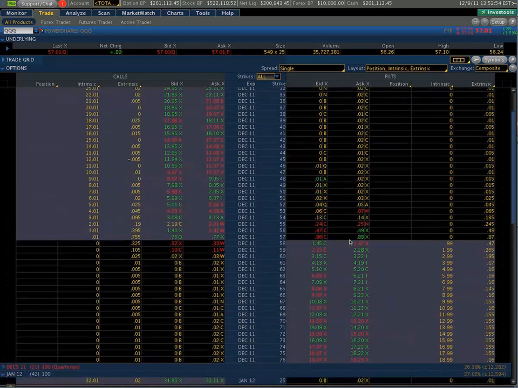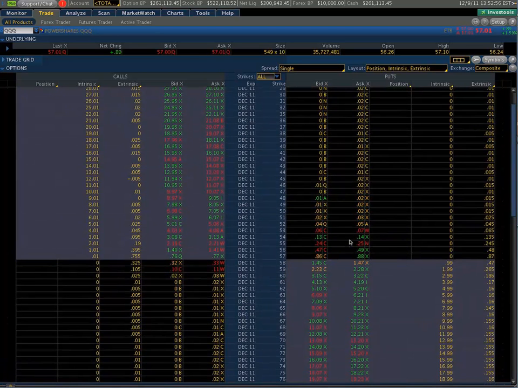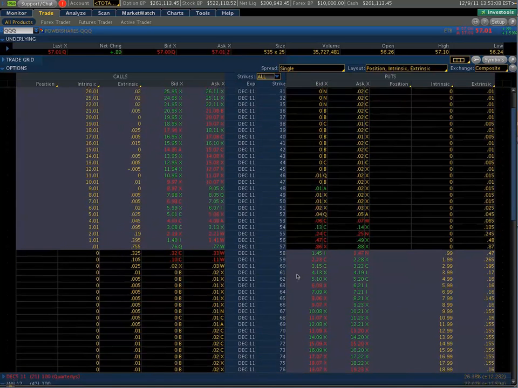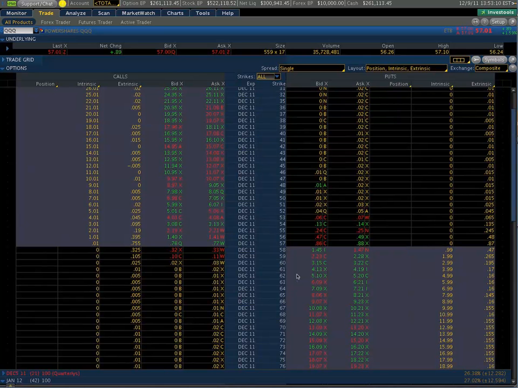So as time goes on, there are two things that are absolutely true about options. Number one is that they will expire. At some point in the future, they will expire. And it's also true that all out-of-the-money options at expiration expire completely worthless.